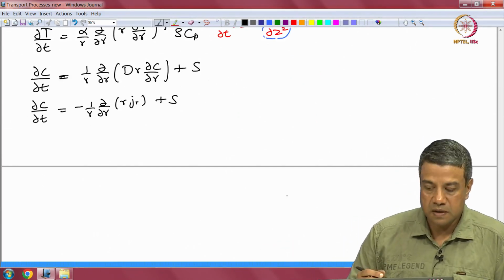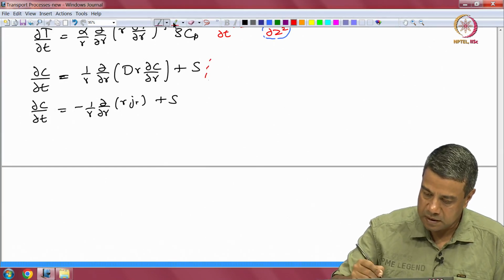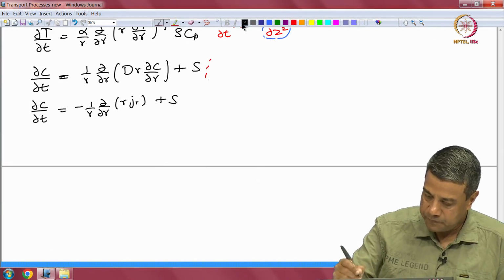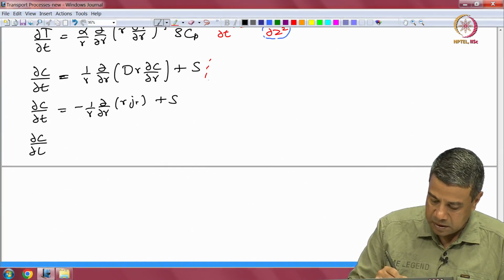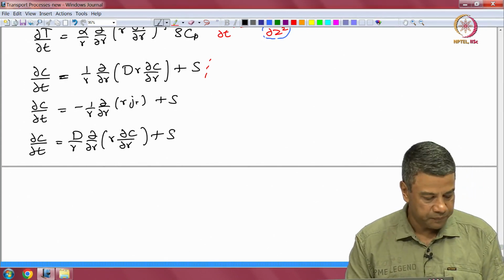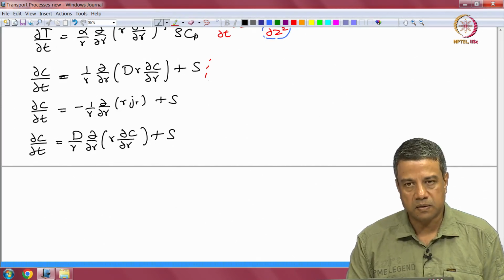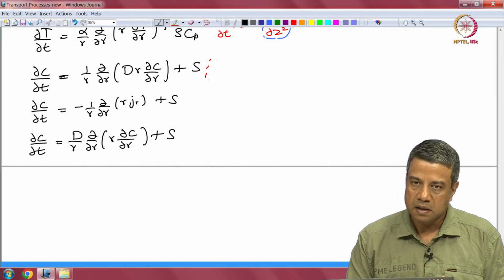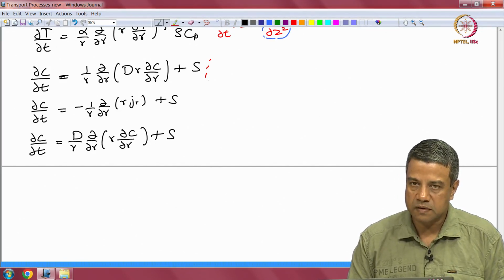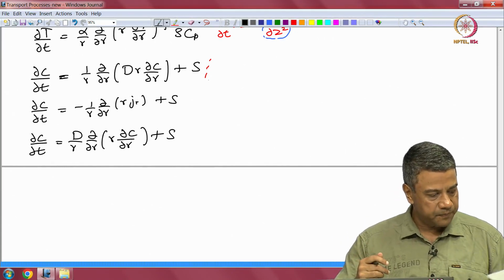And if the diffusion coefficient is independent of position, then this equation can be simplified, and you will get partial C by partial t is equal to D by r partial by partial r of r partial C by partial r plus S. So, this is the mass balance equation. Substitute concentration for temperature, mass diffusion coefficient for thermal diffusion coefficient, and mass production rate instead of thermal production rate.